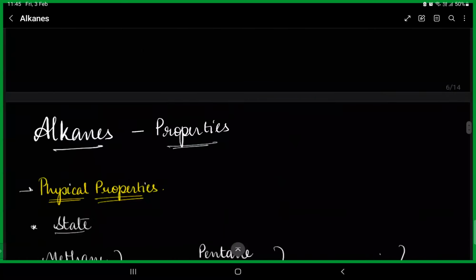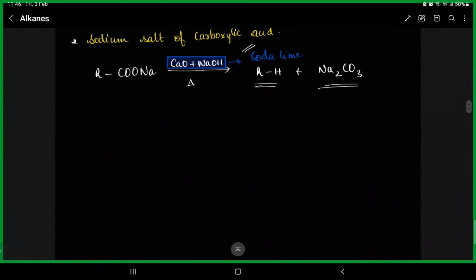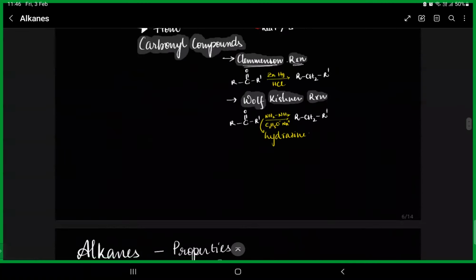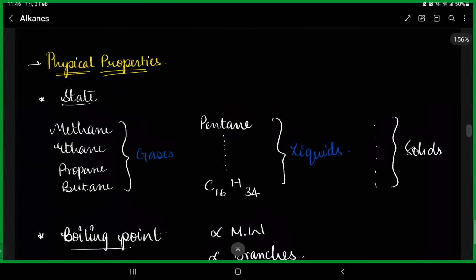So today let us see properties of alkanes. In the previous video, we have seen the preparatory methods of alkanes. So today let us see their properties. So we have physical properties and chemical properties. So what are the physical properties of alkanes?